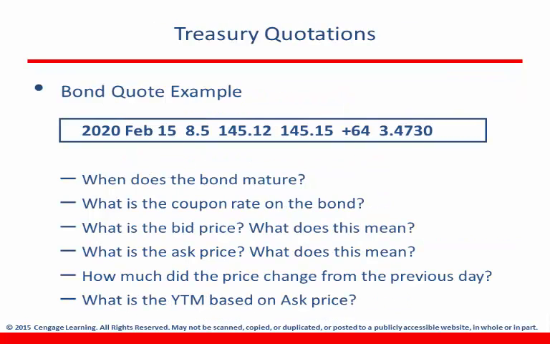For example, here's a quote for a treasury bond, and what you're going to see is that the information is in a slightly different order. 2020, what does that mean? That's when the bond's going to mature, right? February 15th, 2020. What's the coupon rate on this bond? That's going to be that 8.5% number. What is the bid price, and what is the ask price? Okay. So those are going to be back to back. And then how much did the price change from the previous day? And so you got that plus 64 there. And then what is the yield to maturity based on the ask price? Okay, that 3.4730% number.